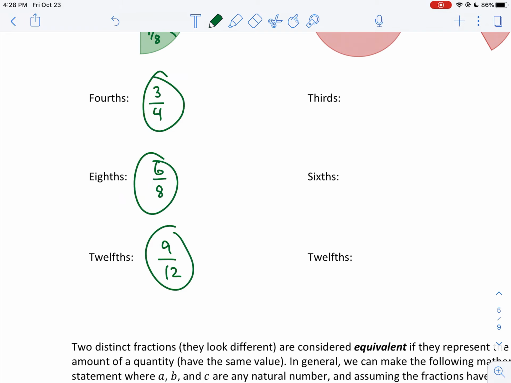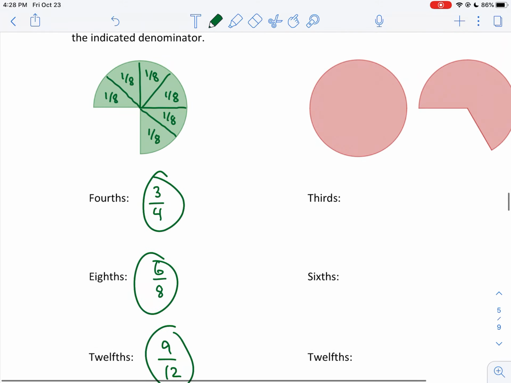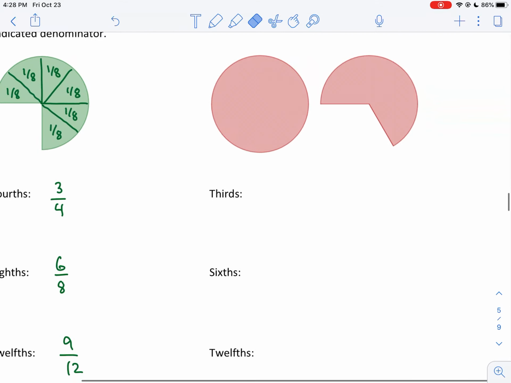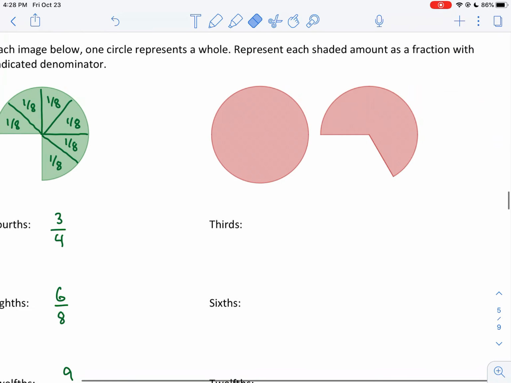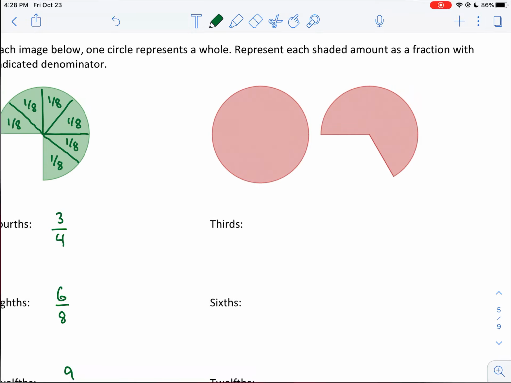Now, all of these fractions look different. I think you'll agree. But they all represent the same amount of a circle. Okay. We'll make comments on that in just a second. Let's do the same thing with the reds here. Thirds.